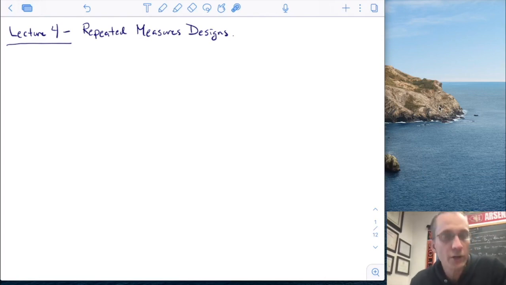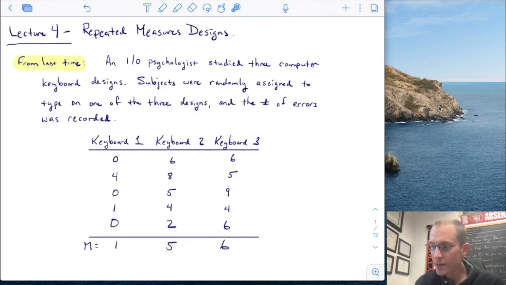So in this lecture, we're going to extend our discussion of analysis of variance from Lecture 3 and talk about repeated measures designs. Before we do that, we need to remember some of the big ideas that we learned in Lecture 3, namely with single factor analysis of variance. So to do that, I just want to recall the data set that we used last time.